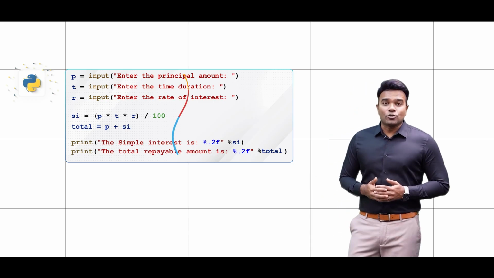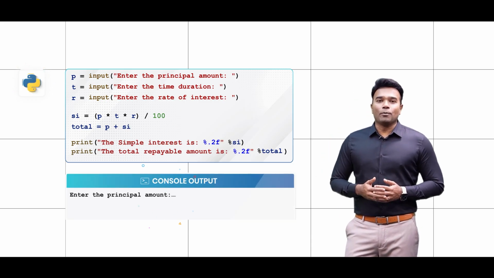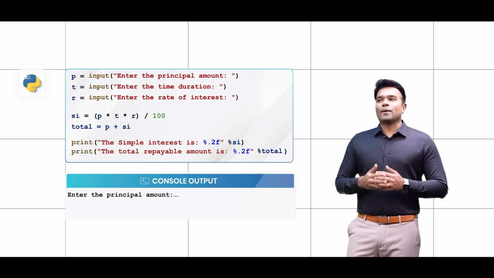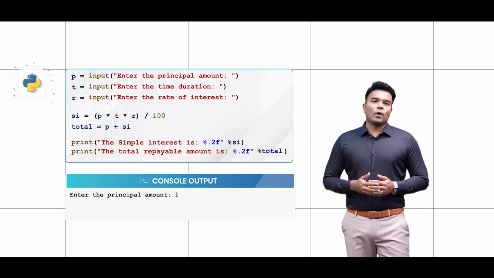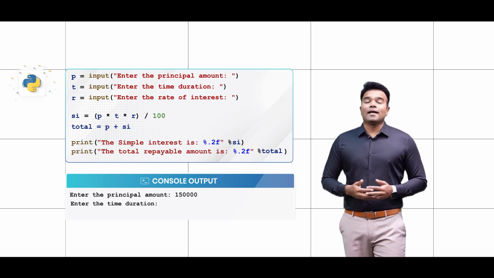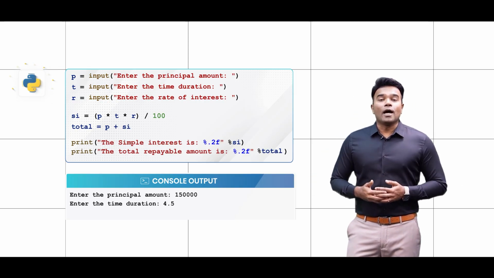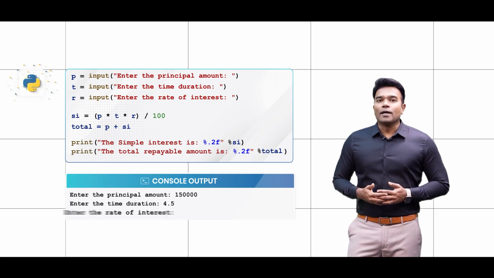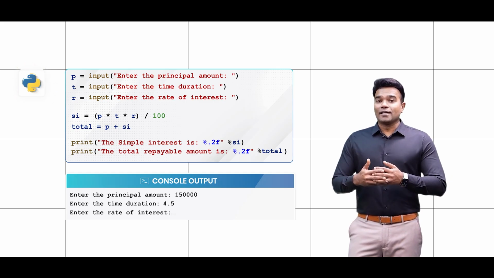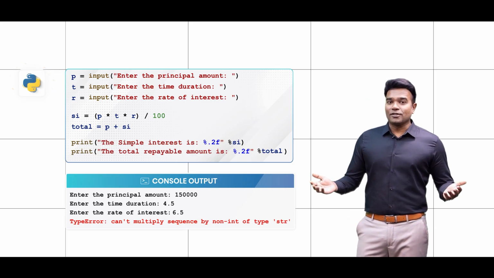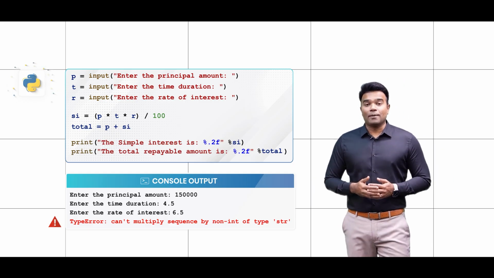And now upon execution, you can notice that indeed my program is asking me to enter the principal amount, and I shall be entering it as 1.5 lakhs. And then it is asking me to enter the time duration, and hence I shall be entering it as 4.5 years. And then it is asking me to enter the rate of interest, and the moment I enter it as 6.5, oops, rather than getting the output, I'm getting an error.